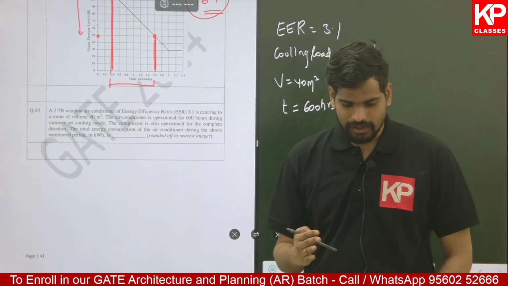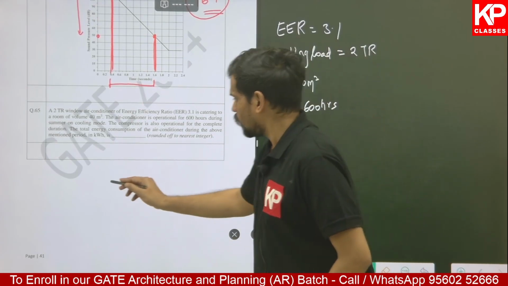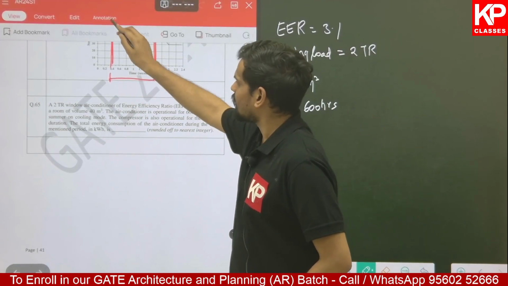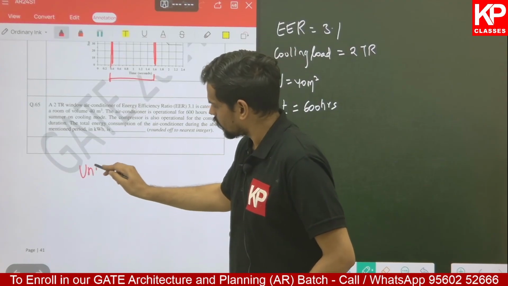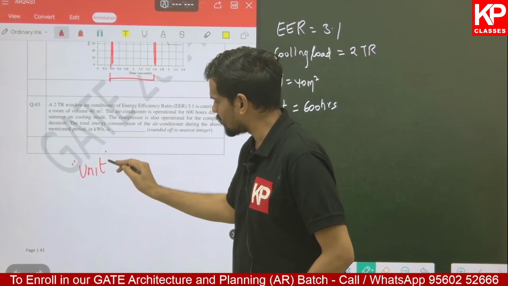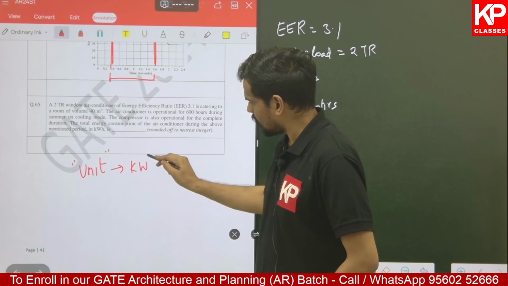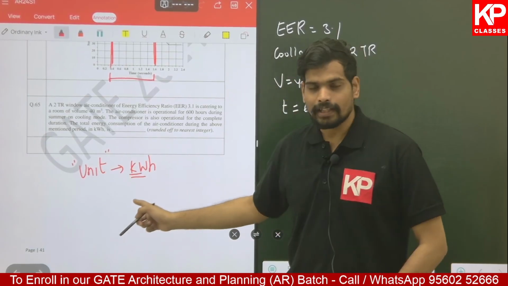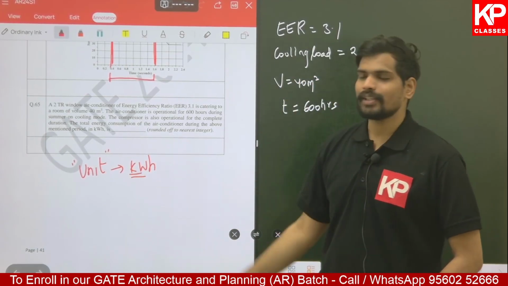So you might have heard, what is the unit of electricity? Generally, we use the term unit for the units of electricity consumption, which is nothing but kilowatt hour: the rated power in kilowatts multiplied by the time.